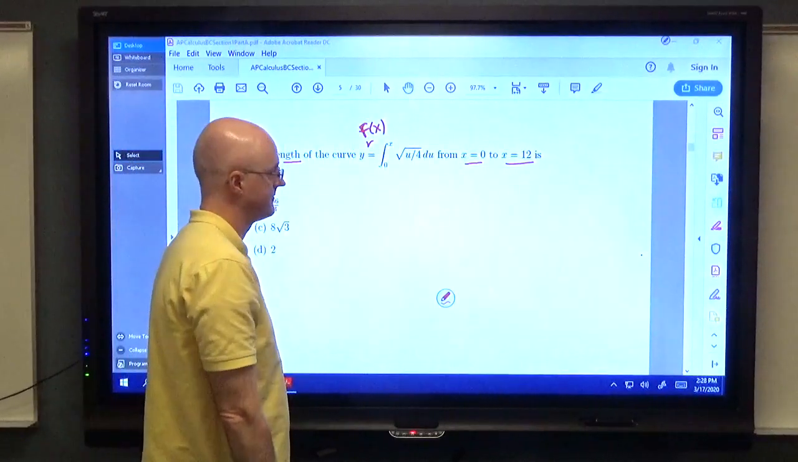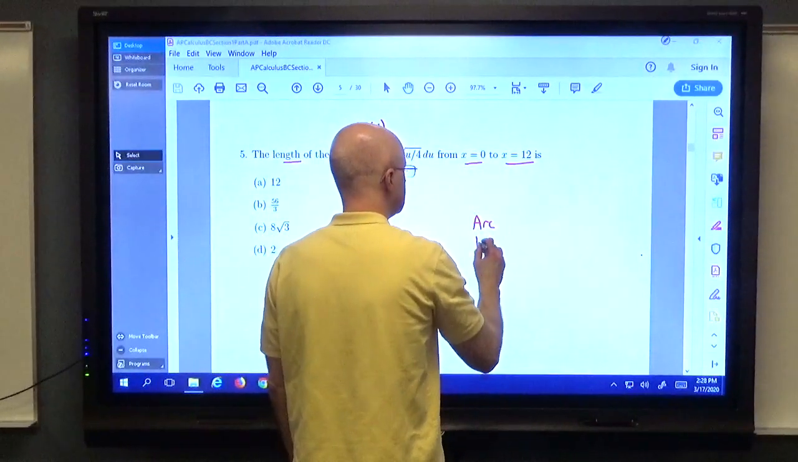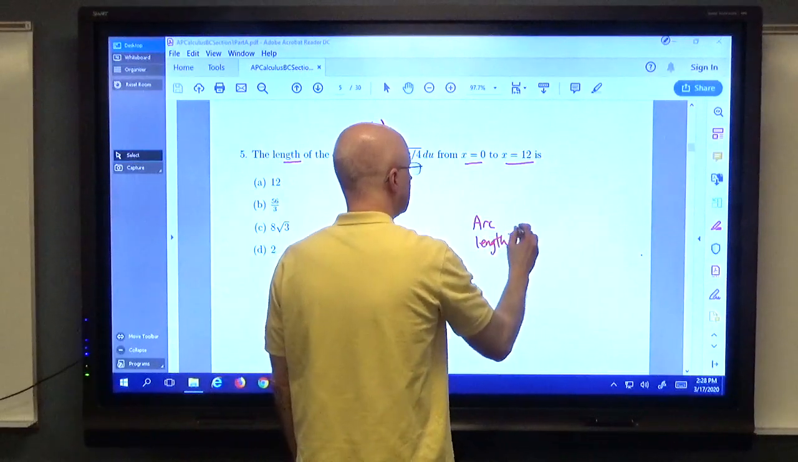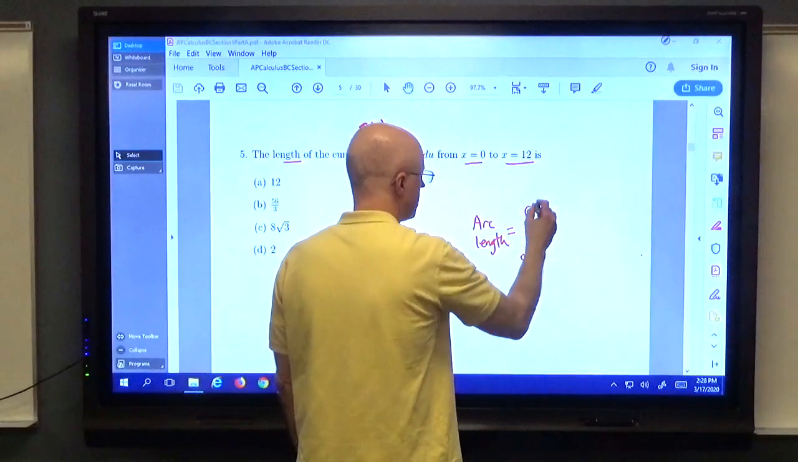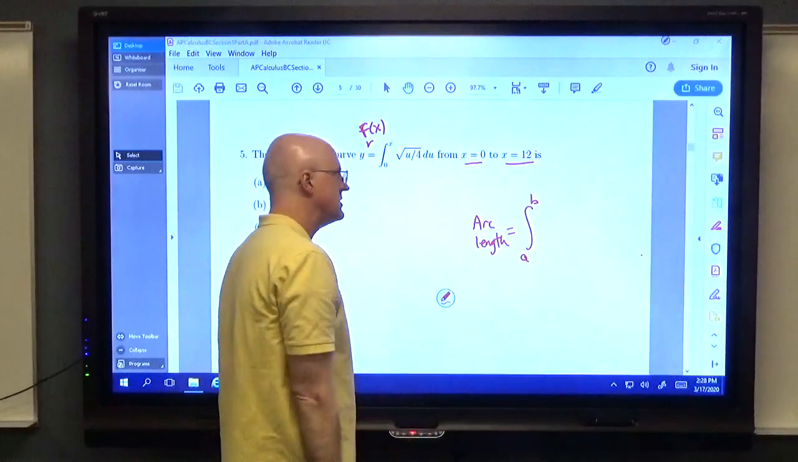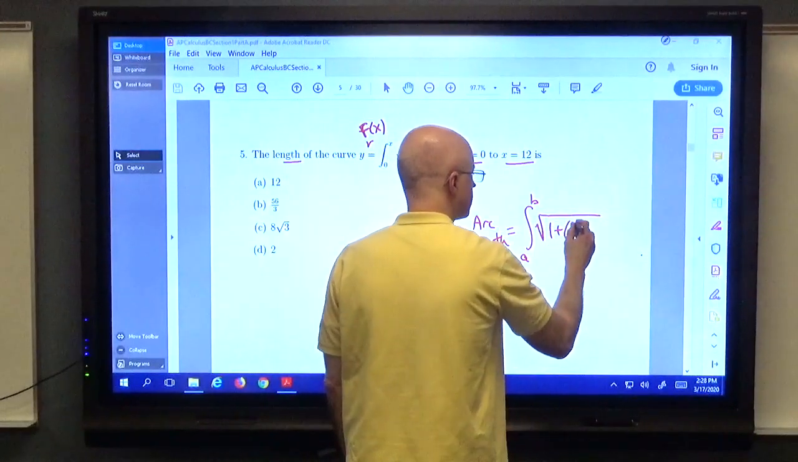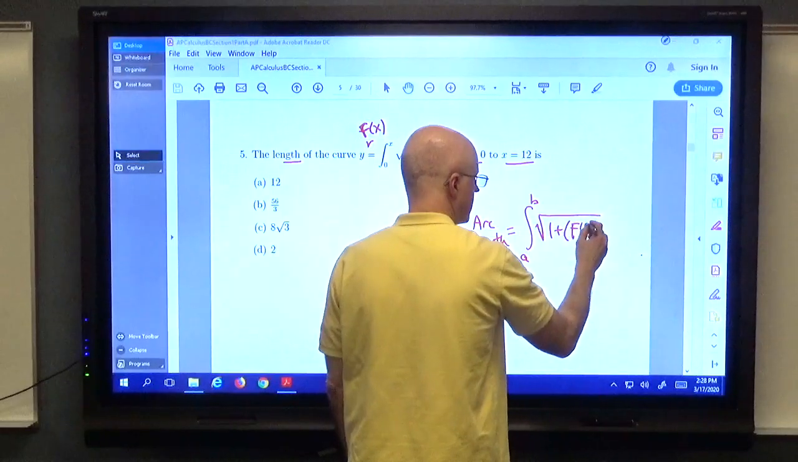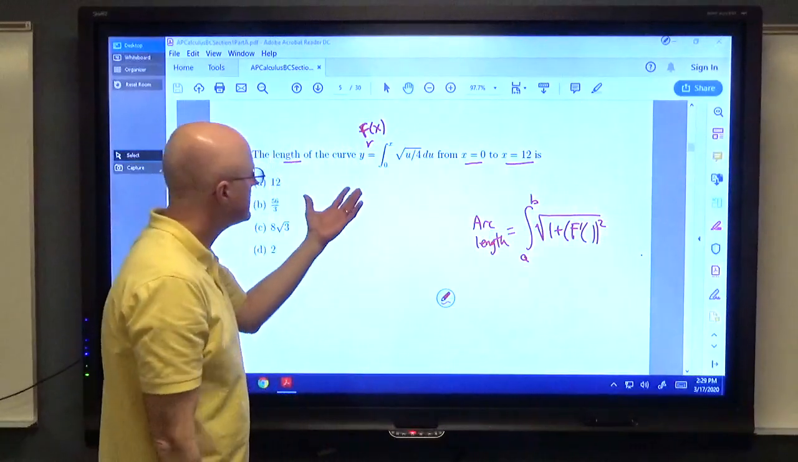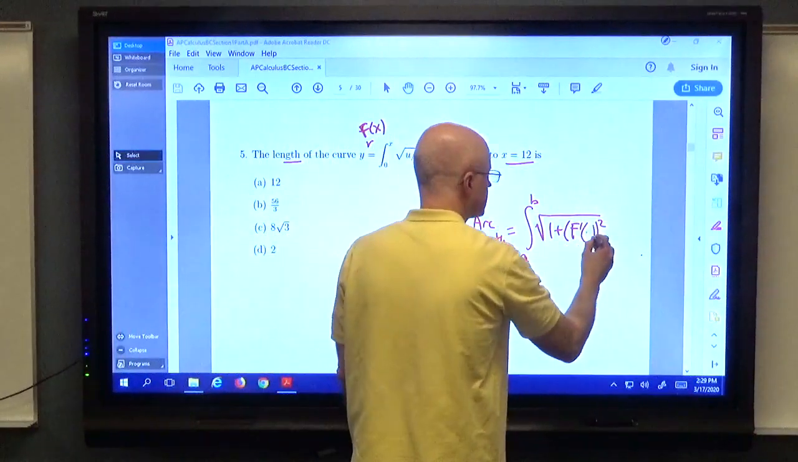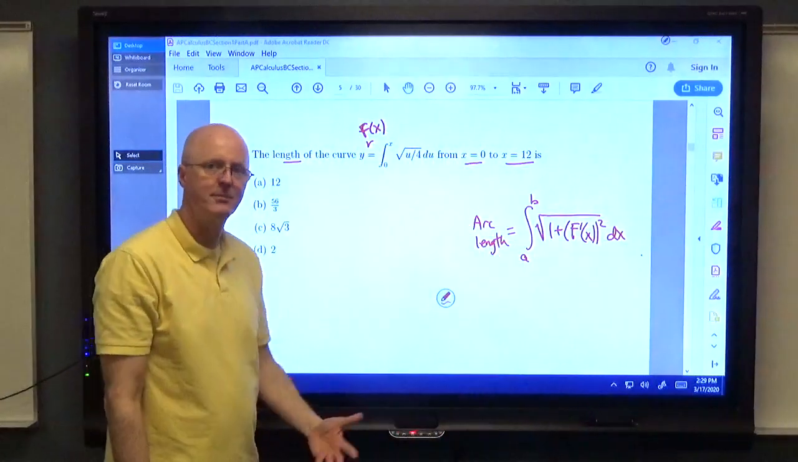Need the formula for the arc length over some interval. In this case, it's 0 to 12, but in general, it would be a to b. This is something you should memorize. It's the square root of 1 plus the derivative of the function, I'm going to write the function as capital F here again, squared. Capital F is a function of x. I'll go ahead and call it an x here. dx. So that's the thing that I ultimately have to calculate.